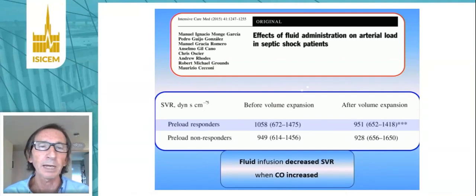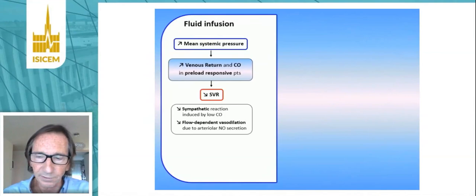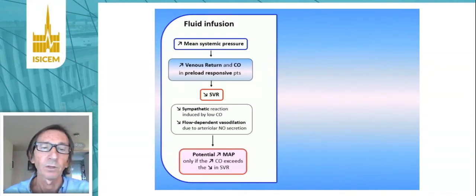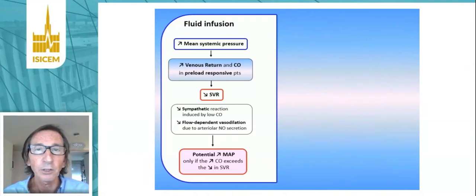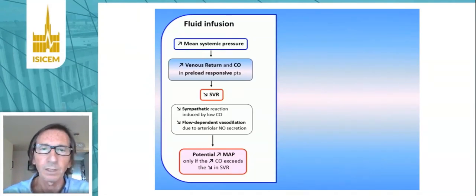And this is well illustrated by this paper from the team of Mauricio Cecconi, and they looked at the effect of volume expansion in preload responders, patients who increase cardiac output after volume expansion, and preload non-responders. As you can observe, SVR decreased only in patients who increase their cardiac output after fluid infusion. So SVR decreases. What about MAP? MAP can increase only if the increase in cardiac output exceeds the decrease in systemic vascular resistance. So it is not always the case, of course.